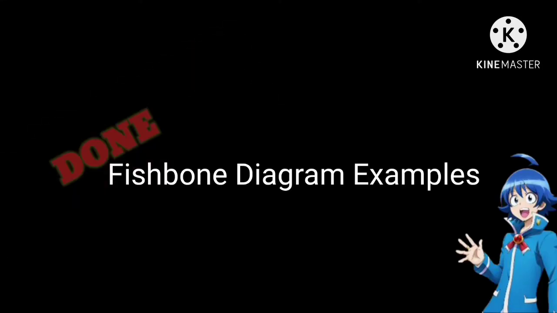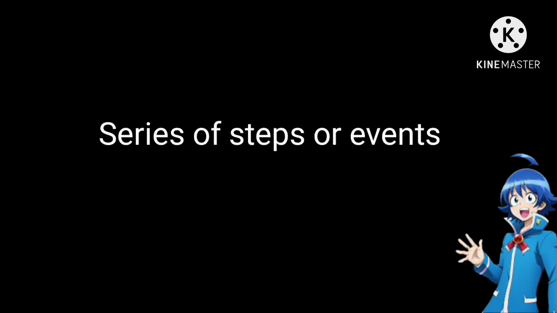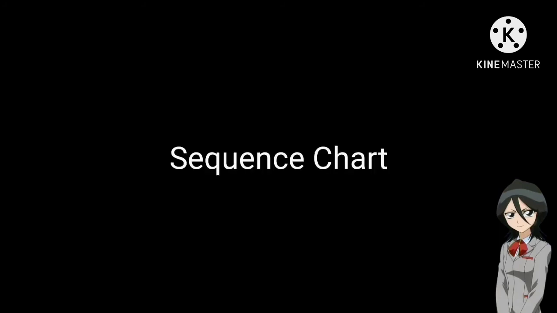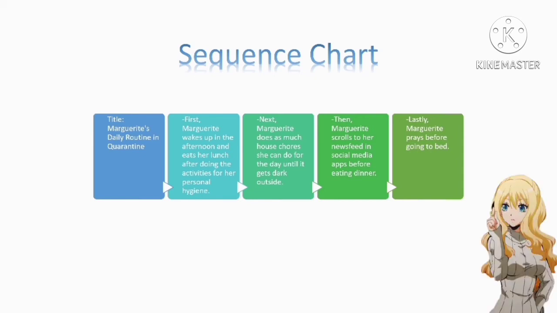Now that we're done showing examples of fishbone diagram, let's proceed to our next graphic organizer, which is used to show a series of steps or events arranged in chronological order. The next graphic organizer is the sequence chart. After seeing the causes and effects about COVID-19, let's look at the daily routine of Marguerite in quarantine. Using sequence chart, we can sort out the chronological order of Marguerite's daily routine. Here is the sequence chart that tells about Marguerite's daily routine in quarantine.